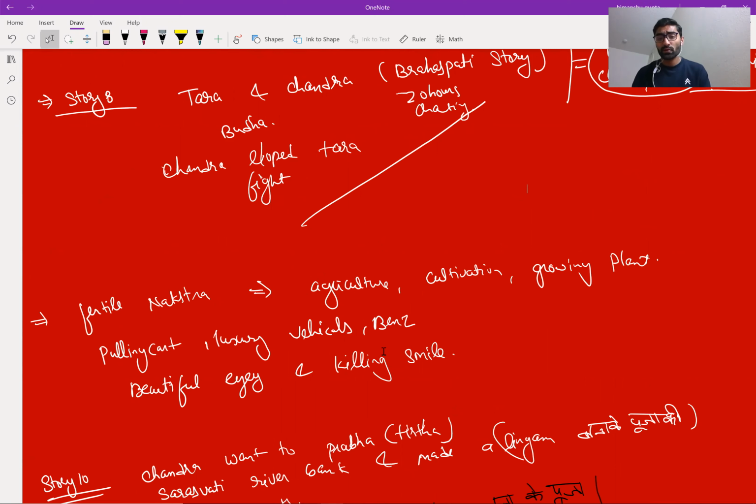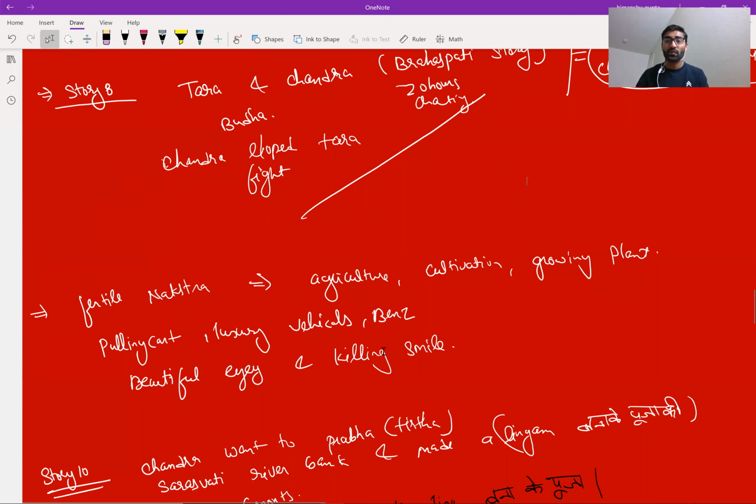Rohini Nakshatra is also called a very fertile nakshatra. So what are the fertility things? Like when we cultivate a land, then fertility is there. So agriculture is very closely related with Rohini Nakshatra. Agriculture, cultivation, growing plants, pulling carts, luxury vehicles, vans, cars, and looking beautiful, a killing smile. These are all some traits of Rohini Nakshatra.